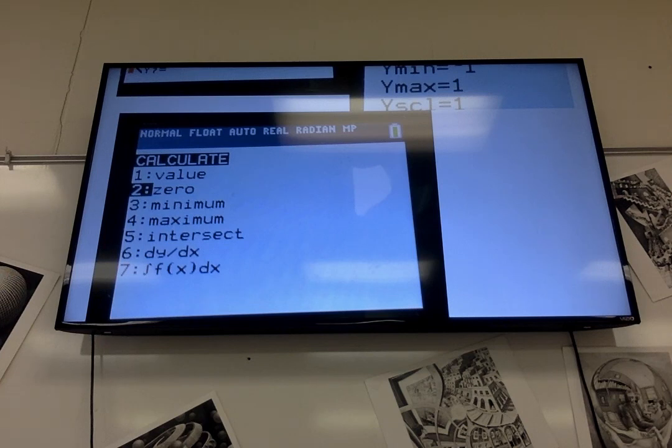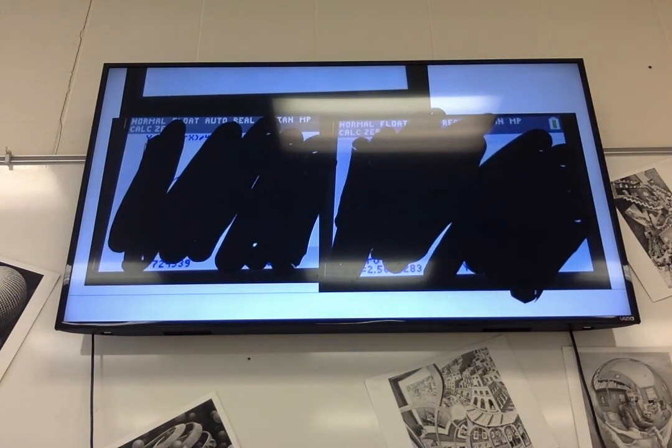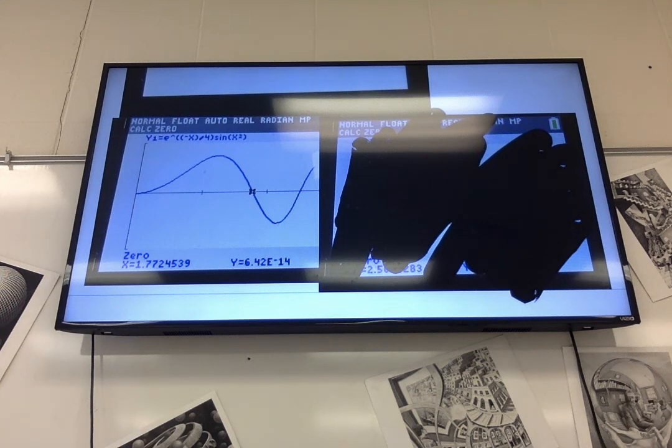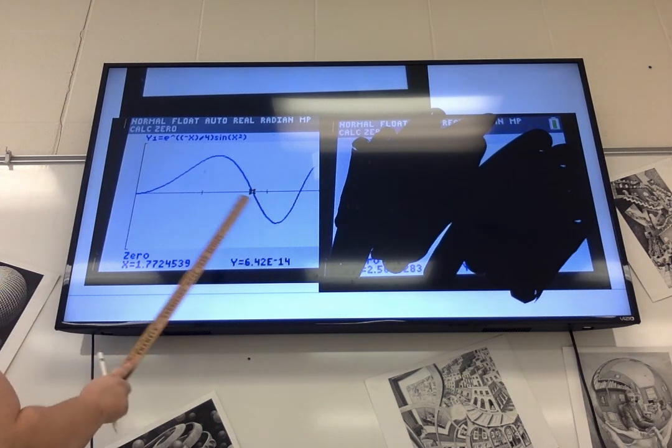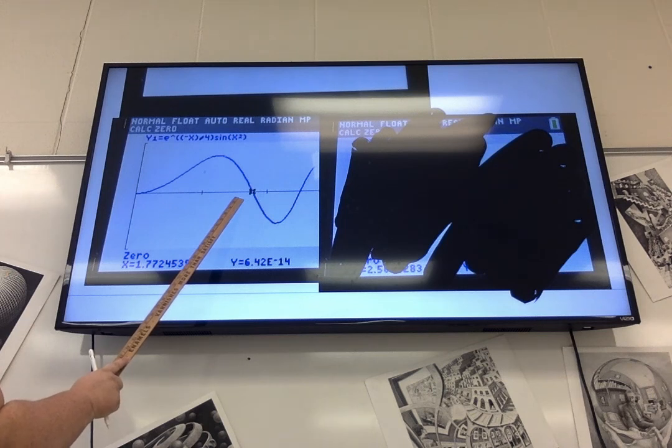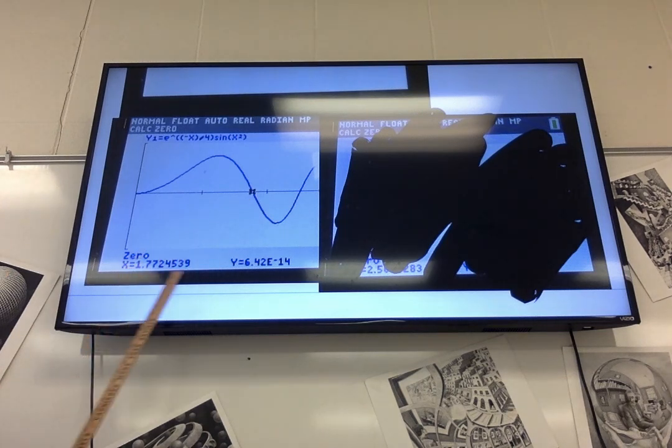So we go to the calculate, which is second, and the trace button. And you find 0. It's number 2, 0, and it asks you left bound, right bound. I went right instead of left. So when it says left bound, you're just going to put it up here somewhere. Right bound would be down here somewhere. Guess somewhere around where the 0 is. And then you hit enter and it should tell you, here's your 0.